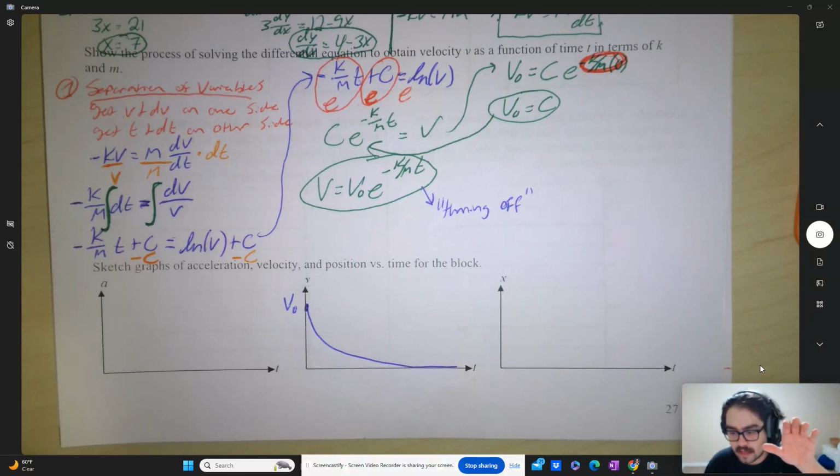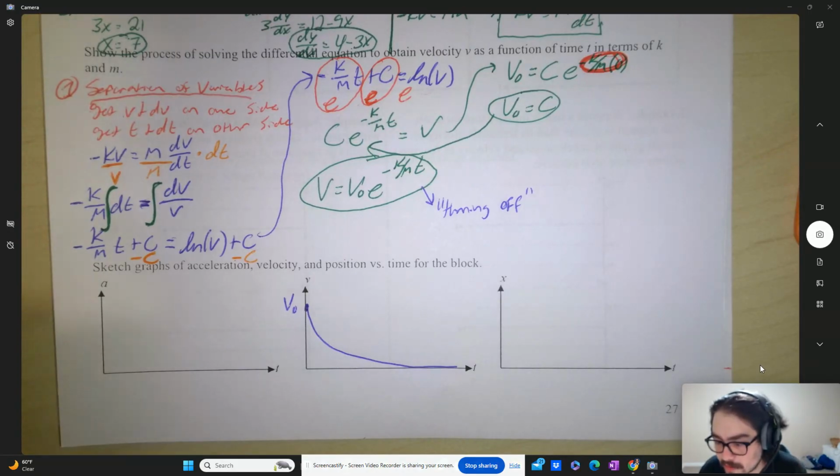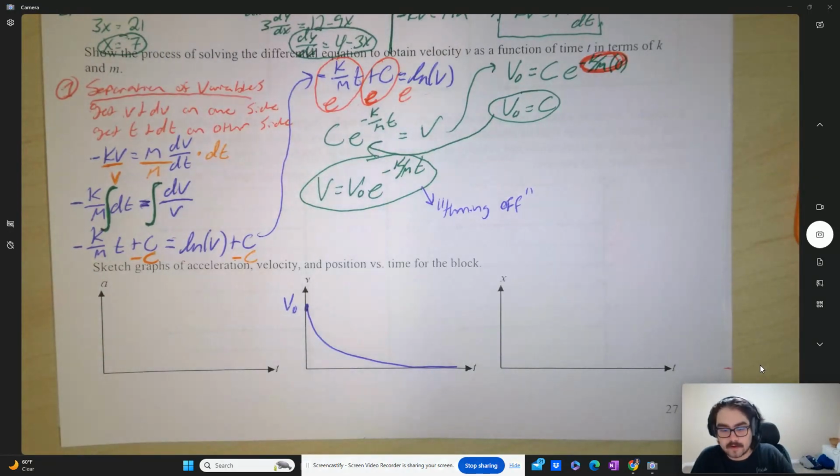For example, I'm sorry, I'm trying to get my camera to work. It's bothering me how my face is blurry. Okay, there we go. That's better.